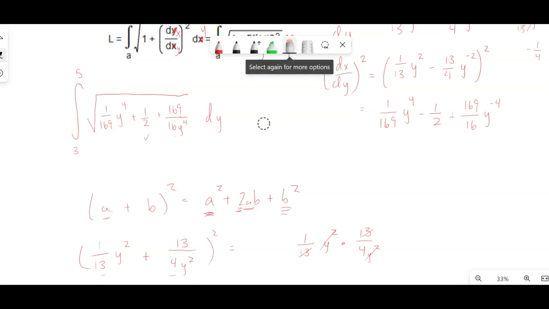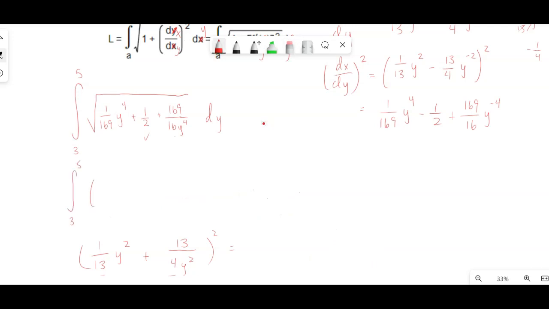So that's what we have underneath this radical, this perfect square. So the square and the square root are going to cancel, and it's just going to give us the 1/13 y squared and the 13/4. I'm going to write it as y to the negative 2 for the purposes of integration. Again, that's just like the one we just saw. We had to have that perfect square underneath it to get this radical to simplify away so we can do the integration. So this is 1/13 y cubed over 3.